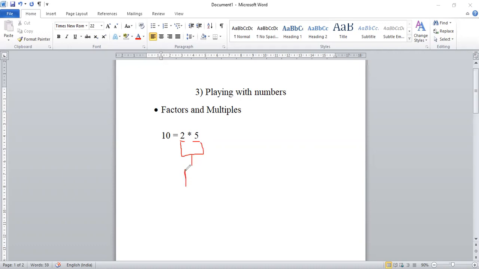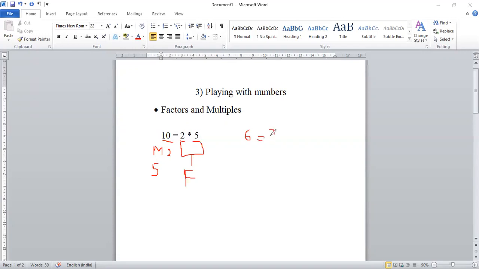Okay, and 10 is a multiple of 2 and 5. Understood how to find factors and multiples? So if we consider another number 6, how can we write the number 6?